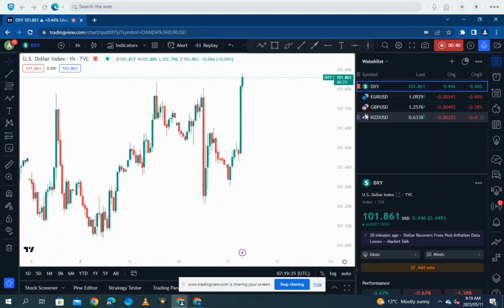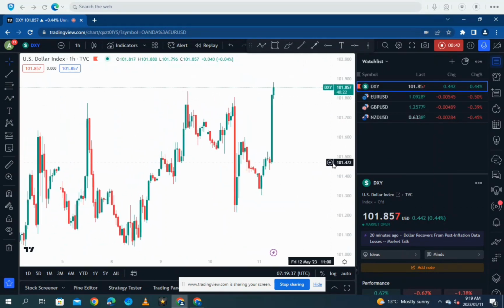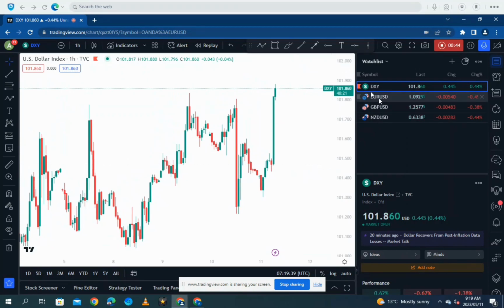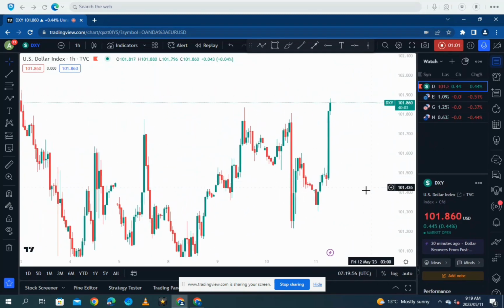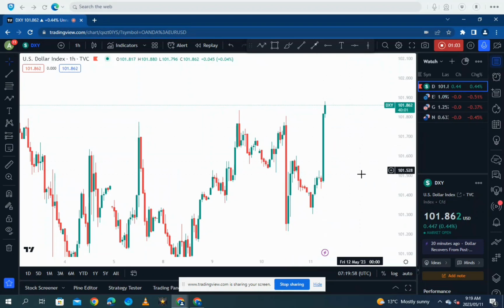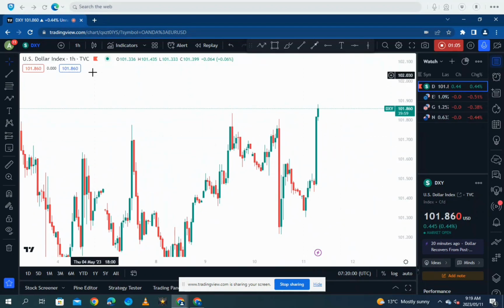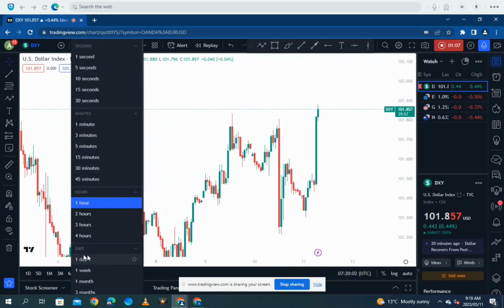Firstly, DXY, the dollar index. I don't trade the dollar index, but I use it to have a perspective of what's going to happen between these 3 currencies, because they are all paired against the dollar. So I look at the dollar index to see the strength of the dollar. Now, as you can see, the dollar is really pushing to the upside right now, a really aggressive move.